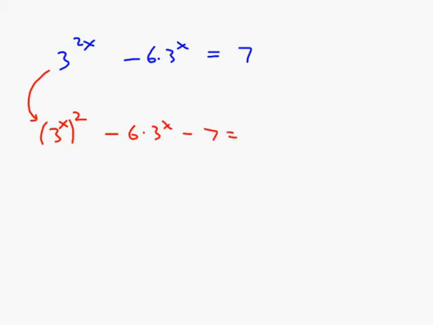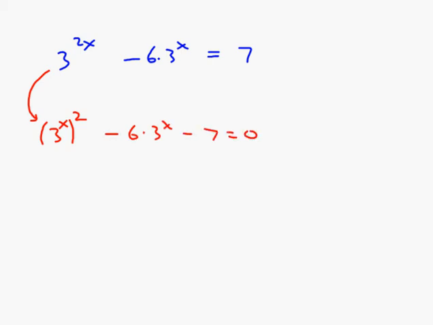3 to the 2x minus 6 times 3 to the x equals 7. When you first look at this and think about trying to solve it, you might try taking the log and so forth, but we've shown this example on another day, and here's what you want to do. First, think of this expression as 3 to the x quantity squared, and that's equal to the thing above it because you multiply exponents when you see them like this. Minus 6 times 3 to the x minus 7 equals 0.